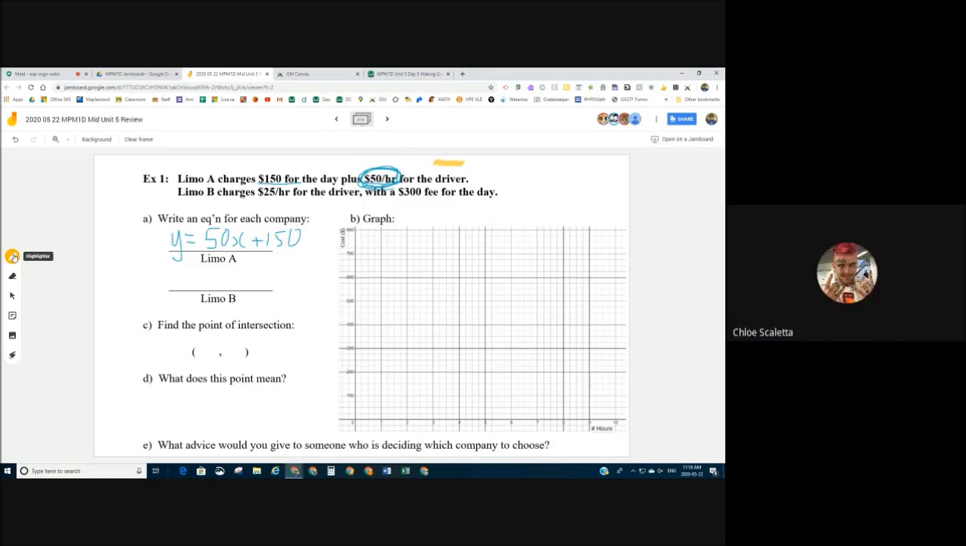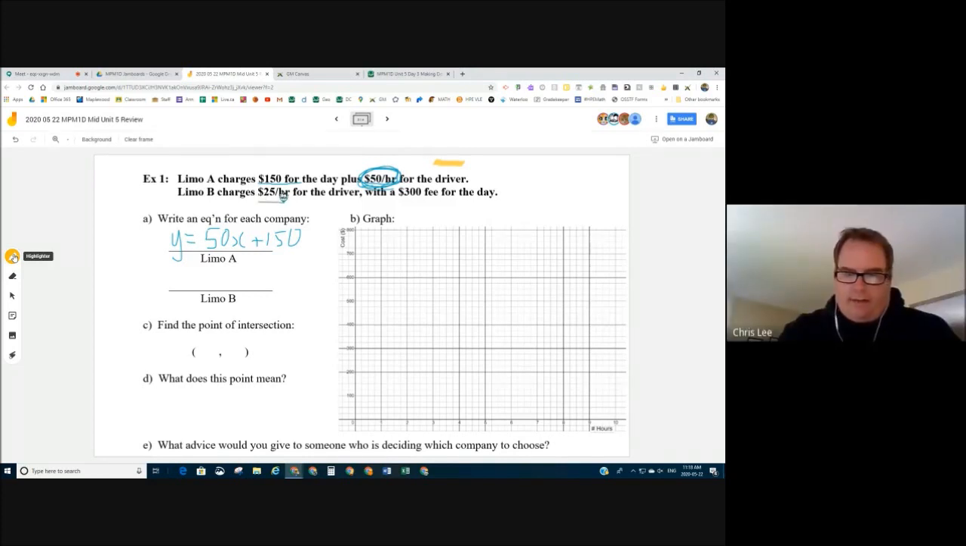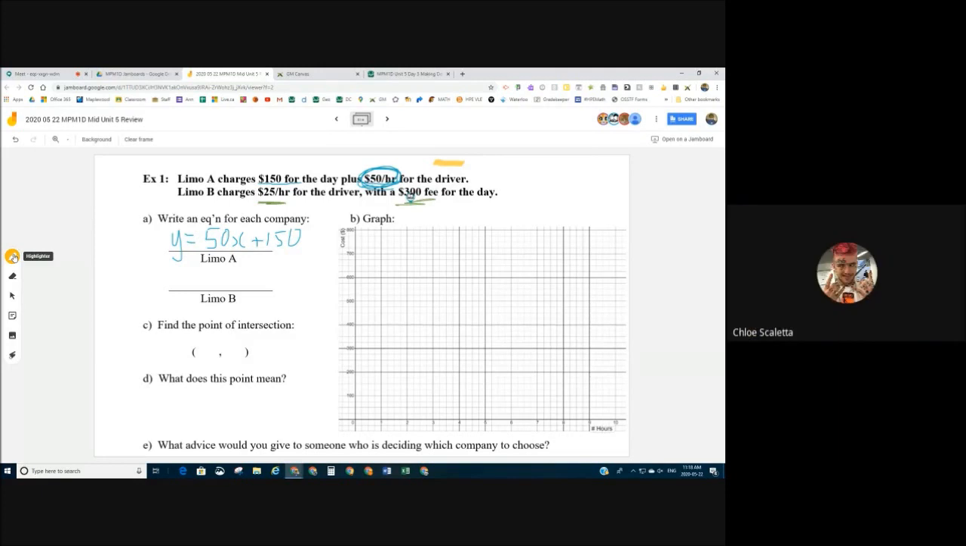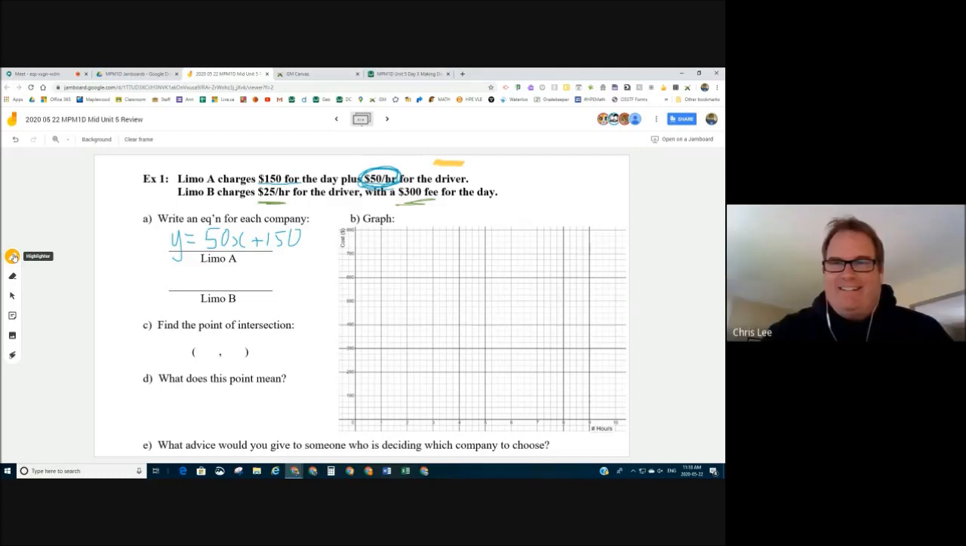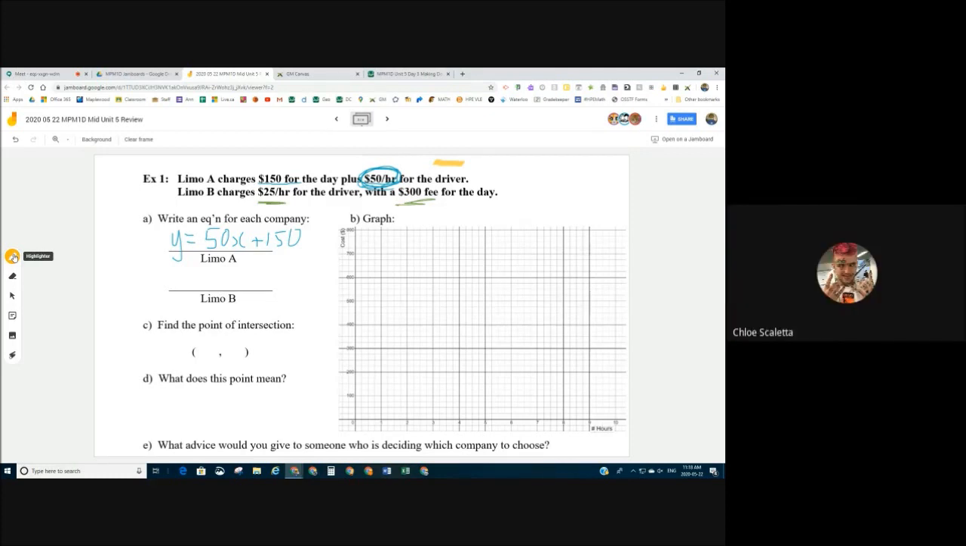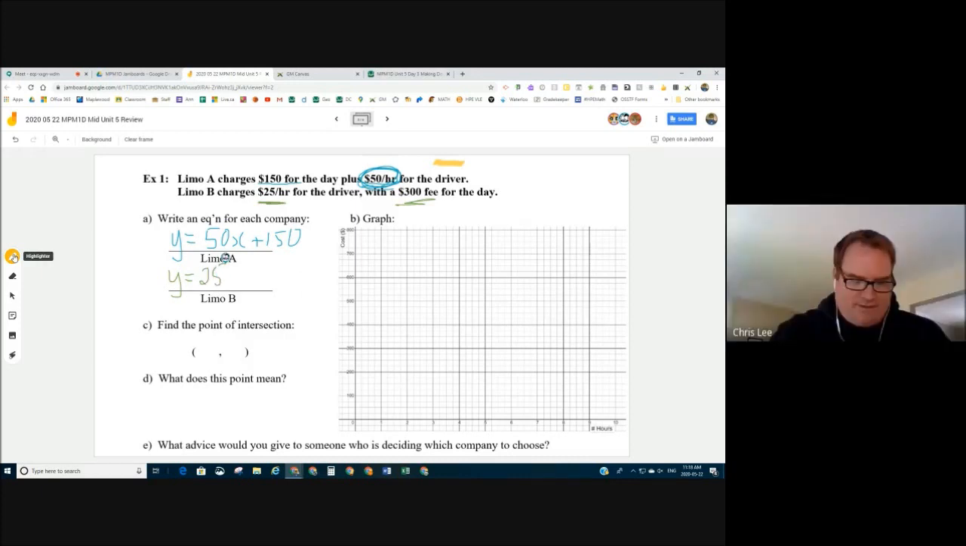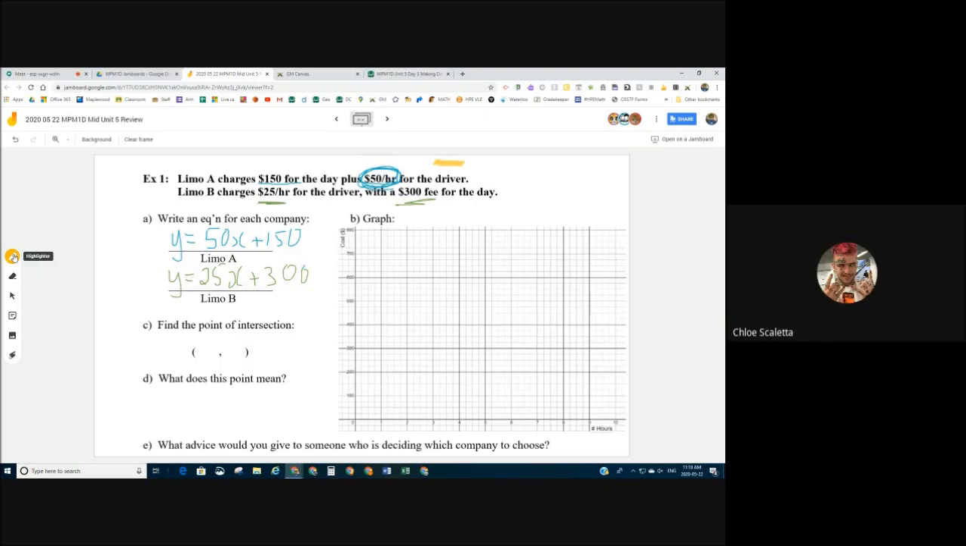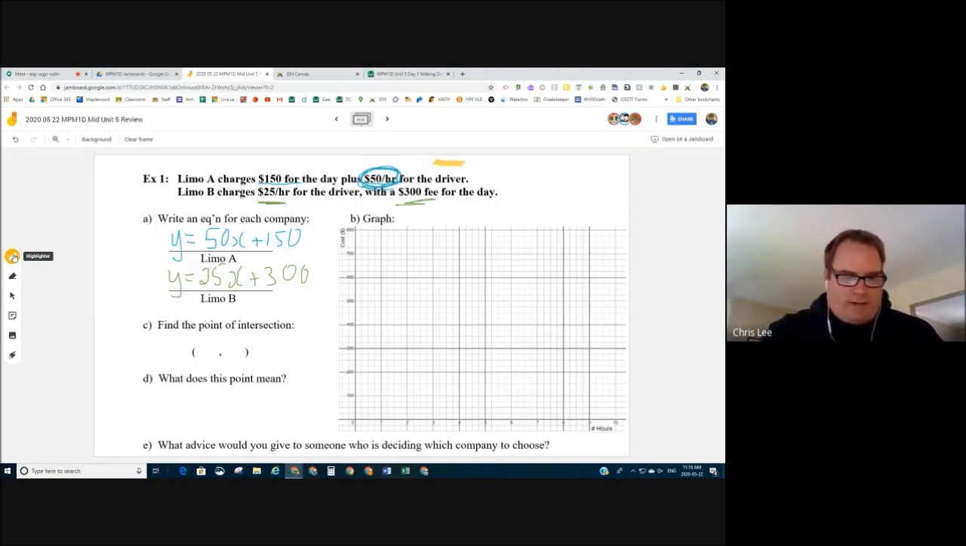Excellent. And then can someone tell me what limo B would be? It's $25 an hour and $300 fee. Would it be y equals 25x plus 300? Sorry, yeah. That's okay. Chloe, go ahead. I think Kendra had it too. I was just going to say y equals 25x plus 300. Yes, good. Exactly what Madison said. Yes, good. Yeah. And again, don't be afraid of talking over top of each other. It's kind of weird here, but good job. So yeah, that's right. The $25 an hour is going to change, but this one has a much higher flat rate charge.